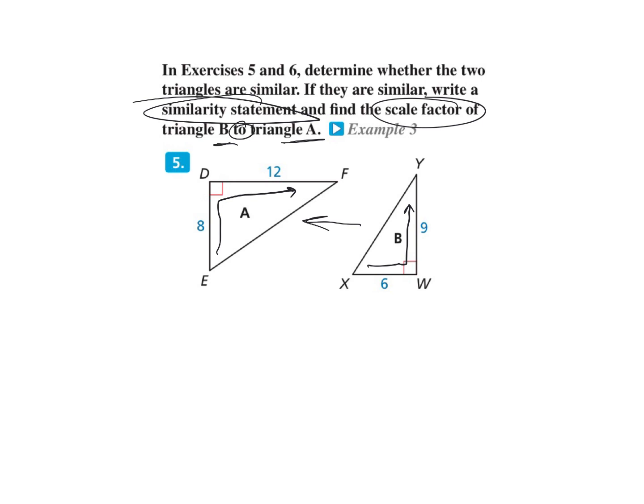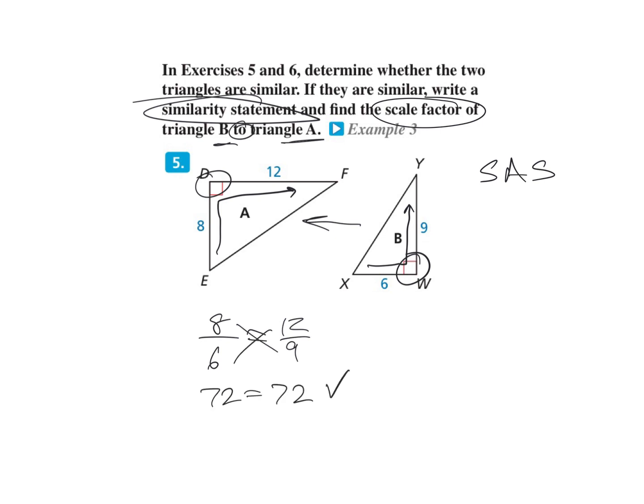So ED is 8, and XW is 6. Is that the same thing as DF, 12, and WY is 9? All right, so that's only two sides. We don't have the third side. We could do Pythagorean theorem and get the hypotenuse, but we already have the included angle. So this will be side angle side if we have similarity here. So we have to check that. That's 72. Cross multiply, that's 72. So yes, by side angle side, triangle EDF is similar to triangle XWY.